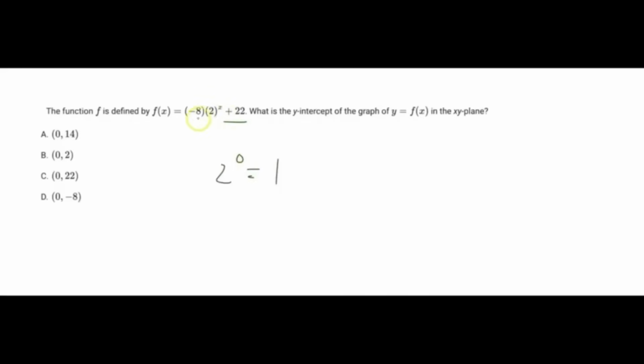And so 1 is going to be multiplied by -8. So 1 times -8, and that gives us -8. So in reality, we have -8 plus 22. And -8 plus 22 is going to give us 14, all right? So 14 here is going to be our y output when x is 0. And therefore, our answer choice is going to be A.